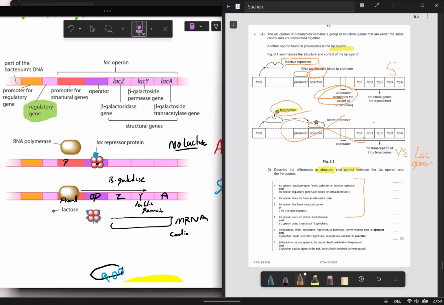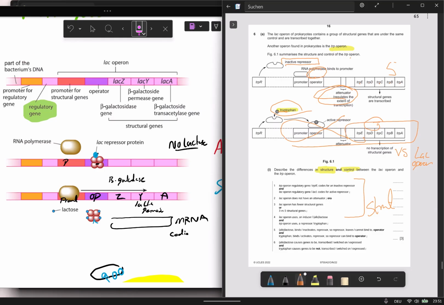Those genes are actually inactivated. Okay, so this is all about the structure. What about the function? In the trp operon, the operon is normally active, like when there is no tryptophan. And when the repressor binds on, it makes the RNA polymerase not able to bind to the promoter. So now those genes are not transcribed.